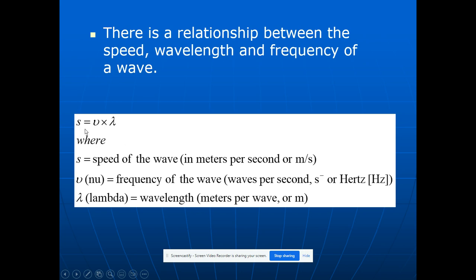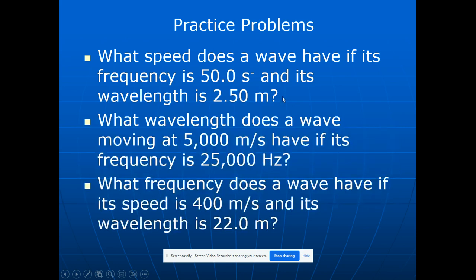Now, if you have the speed of a wave and you have either the frequency or the wavelength, then you can solve for the other. If I know the frequency, I just take the speed divided by the frequency, which gives me the wavelength. If I know the wavelength, I take the speed divided by the wavelength, and that gives me the frequency. And so we're going to do some sample problems so we can see how this whole thing works, practice problems like this.